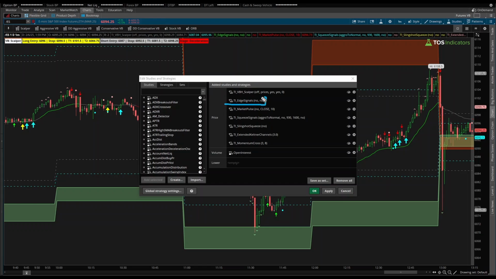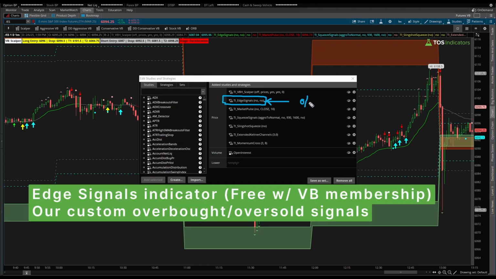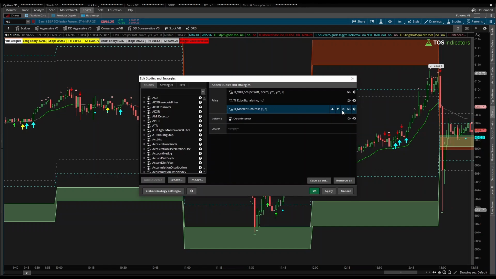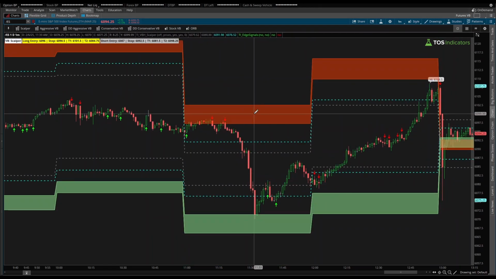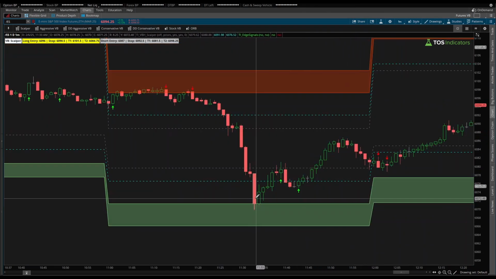The other indicator we're going to need is the edge signals indicator. This helps us confirm when we're officially in overbought or oversold territory, which was the case in today's scenario. The remaining indicators are all optional, and I'm going to remove them just to keep charts nice and clean. So 2 simple indicators, and you'll see how these 2 indicators help you spot when you want to enter.